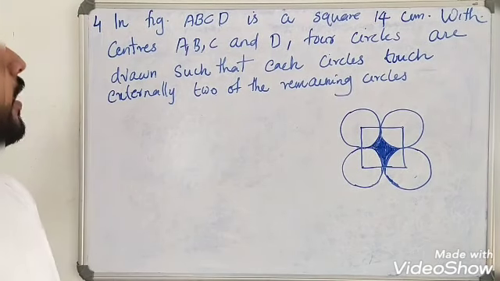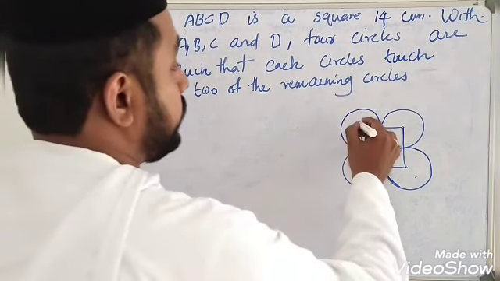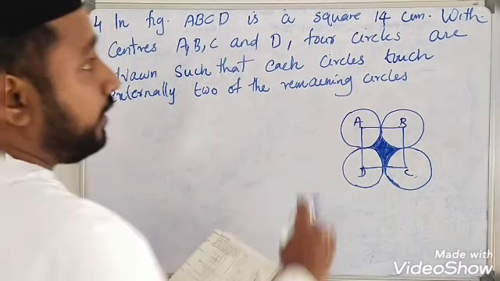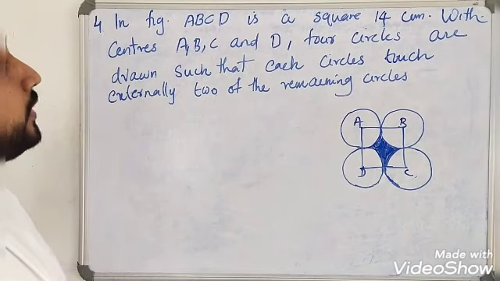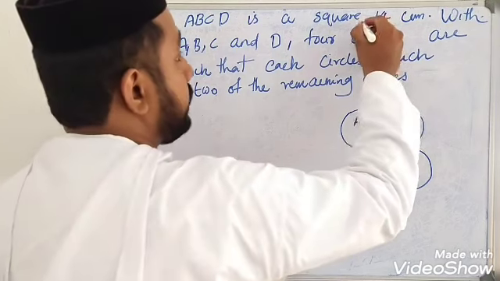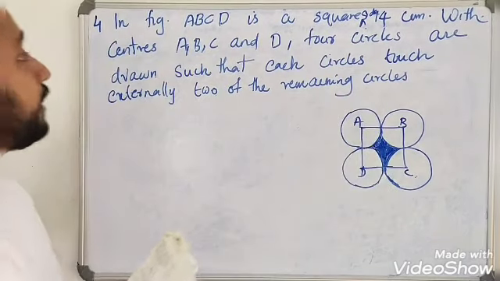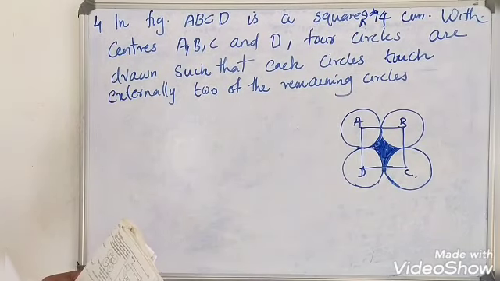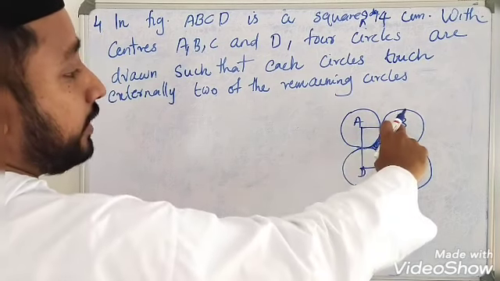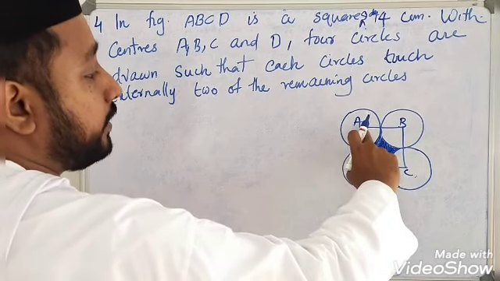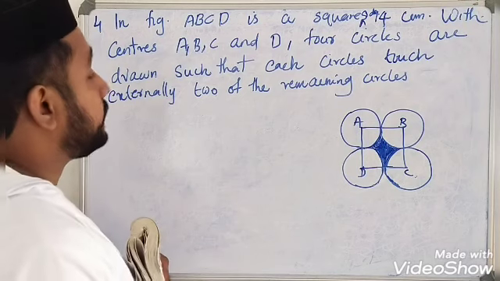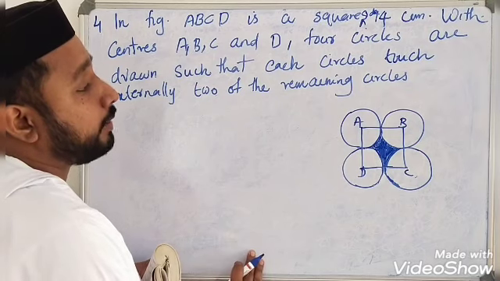Next question. In the figure, ABCD is a square with side 14 centimeter. With the centers A, B, C and D, the vertices of the square, 4 circles are drawn such that each circle touches externally 2 of the remaining circles.